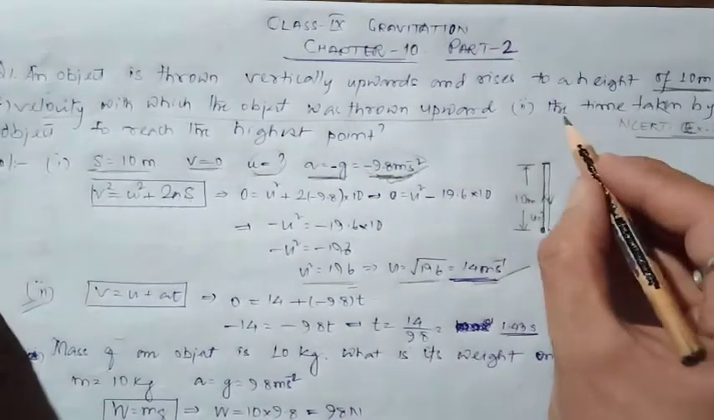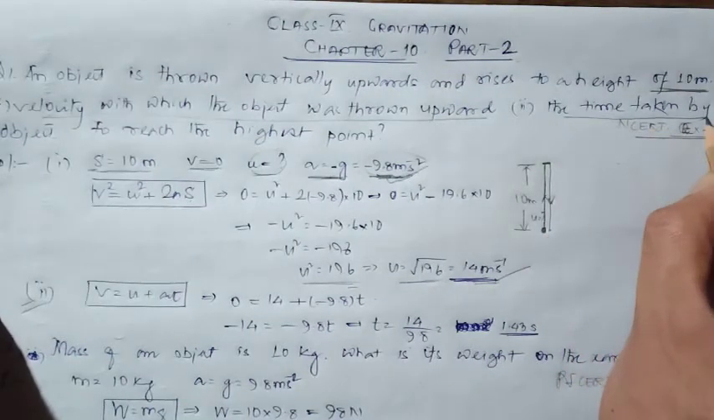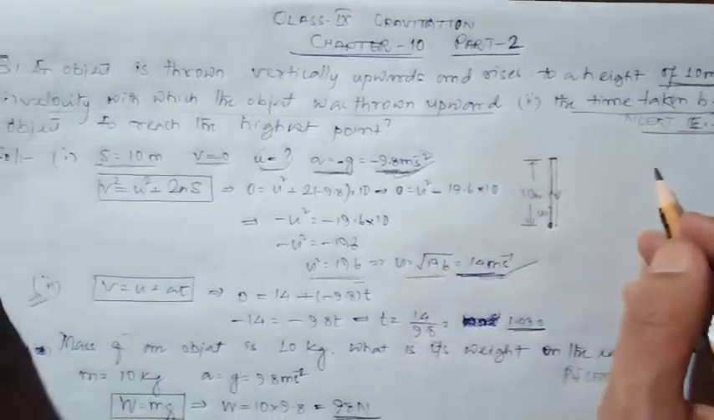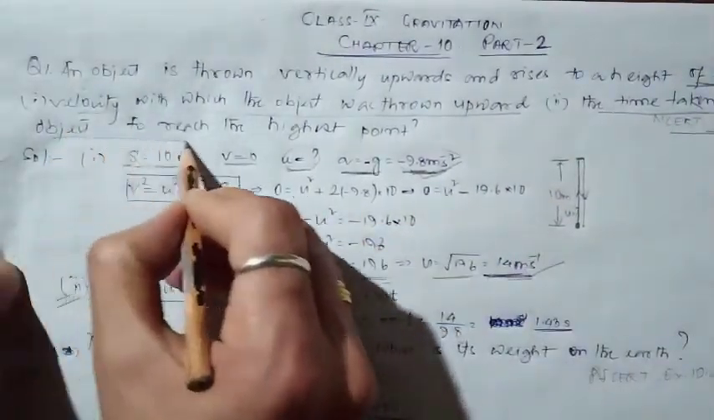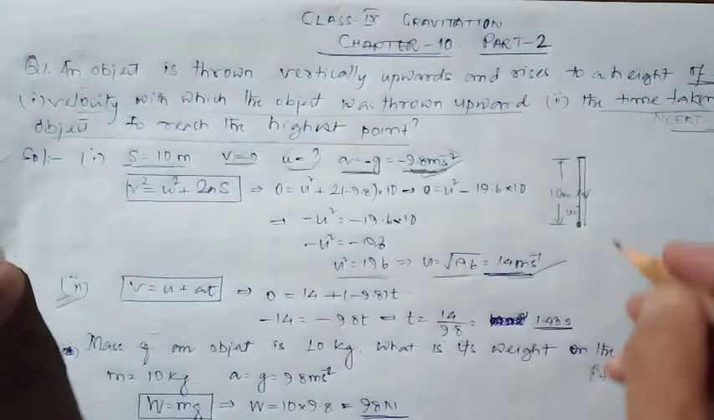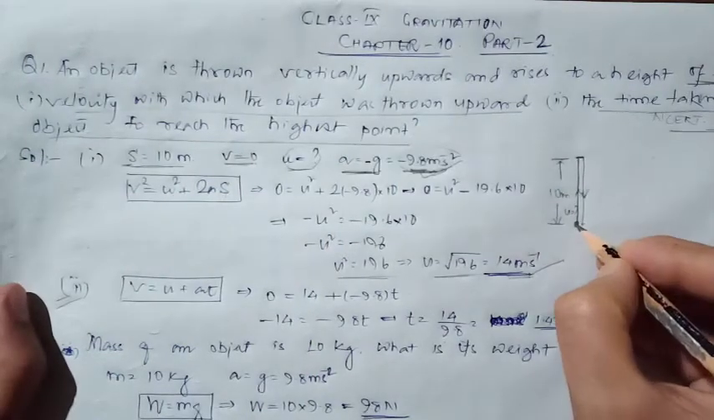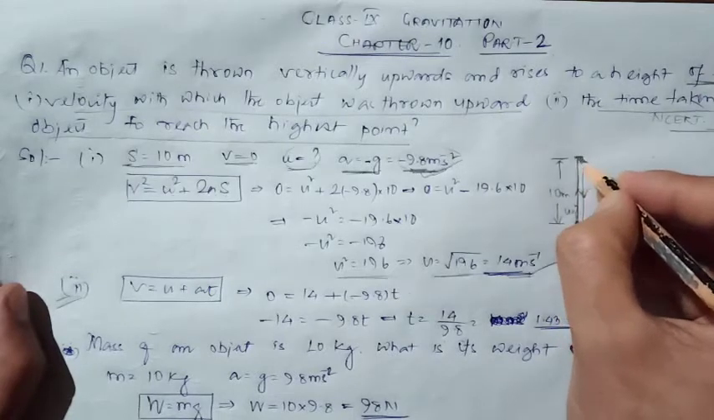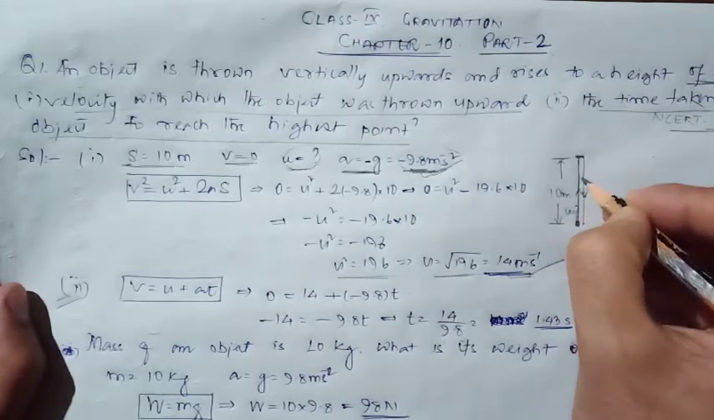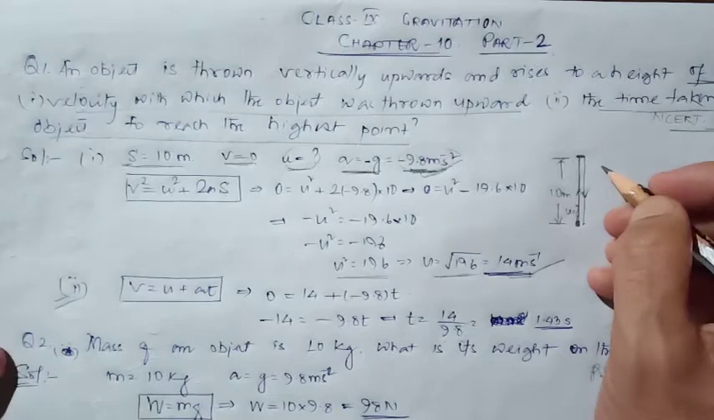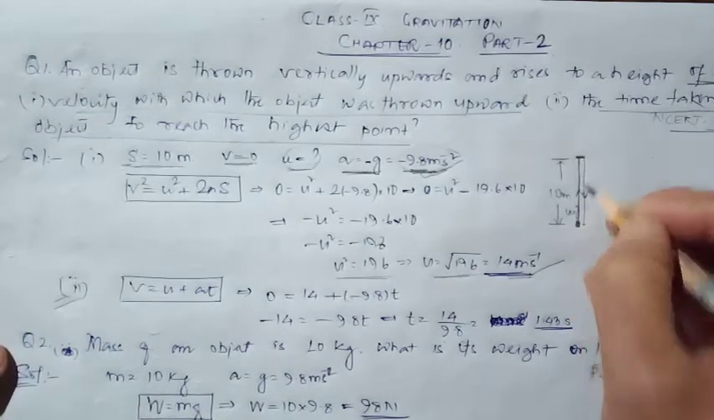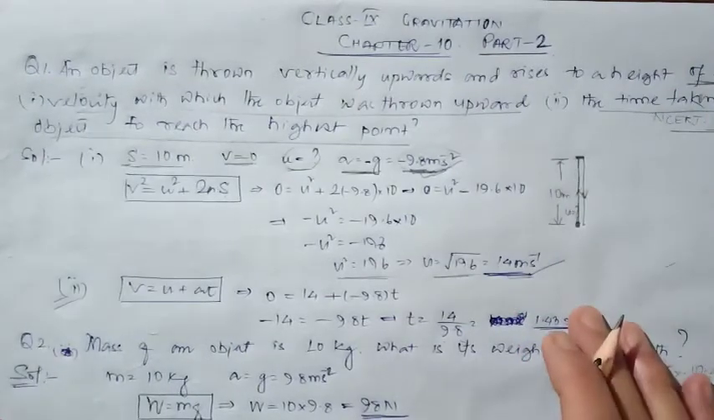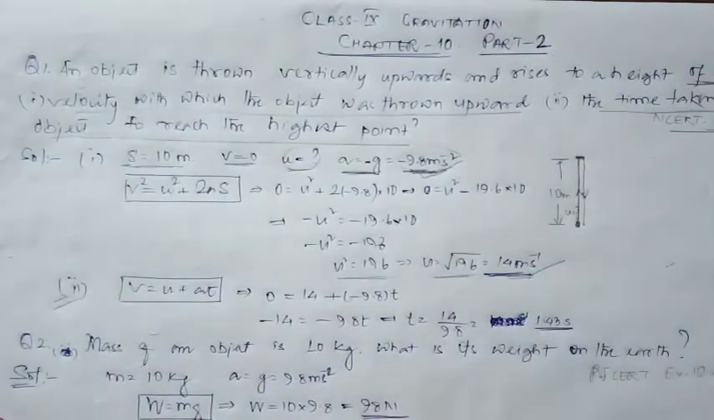The time taken by the object to reach the highest point. That means when we threw this ball, the body took certain time to attain the maximum height. So how much time did the ball take to attain this maximum height? So we have to calculate the time taken by the body to reach this maximum height.